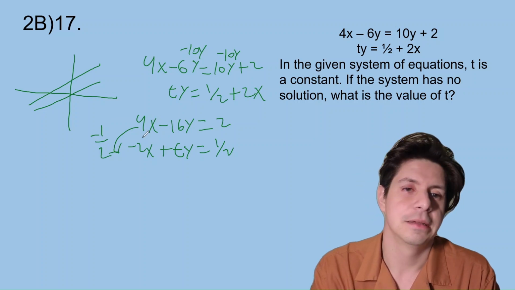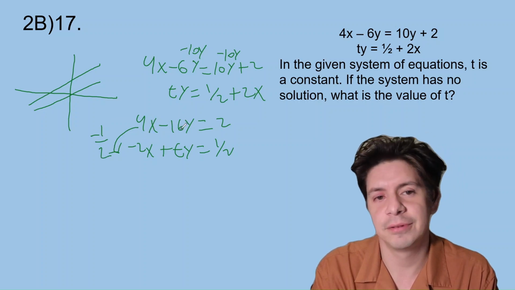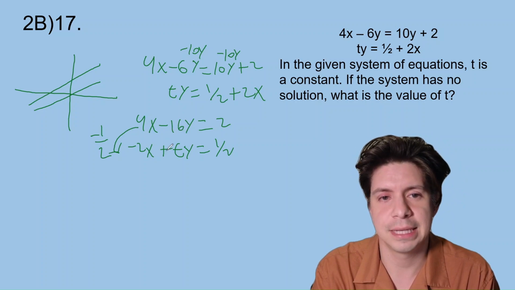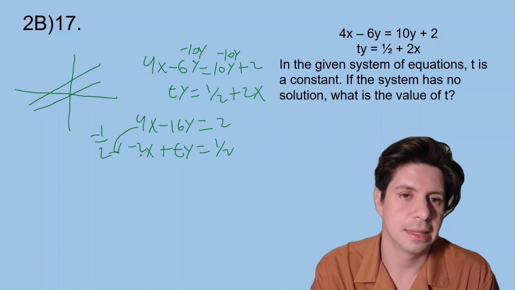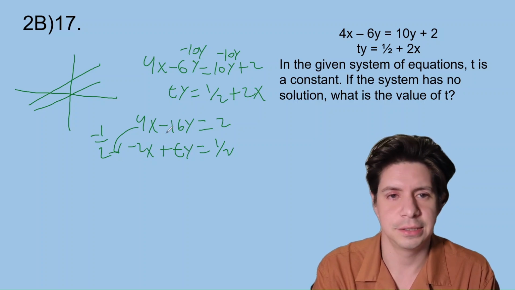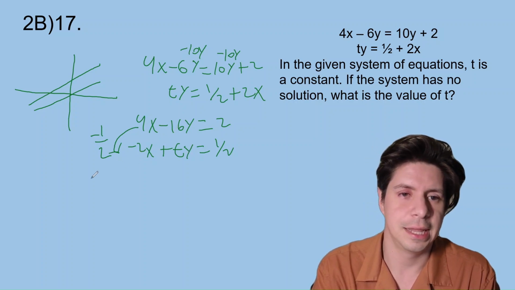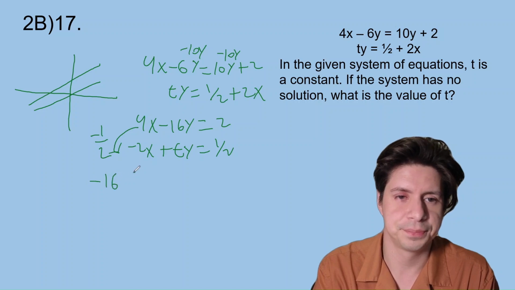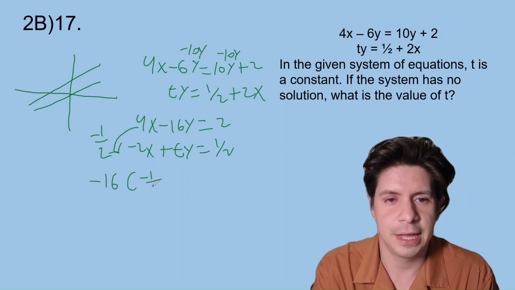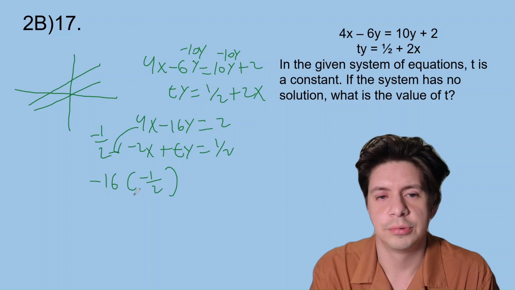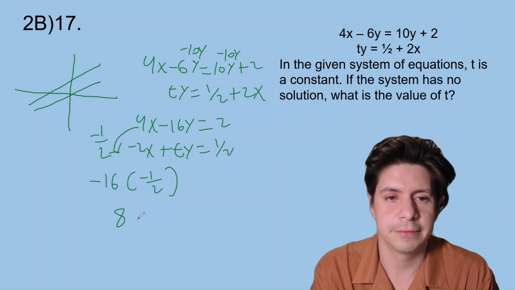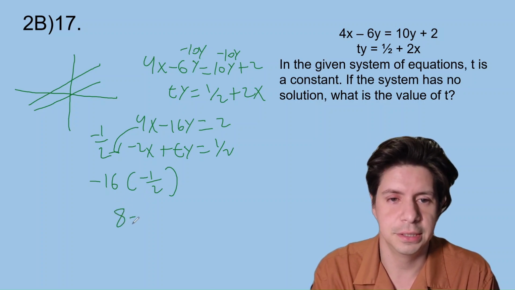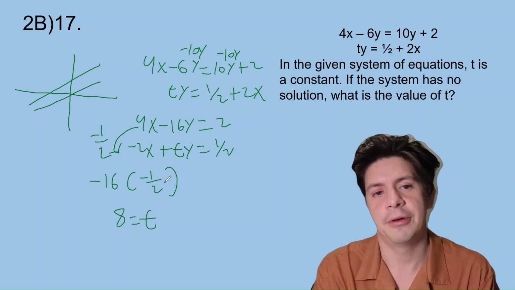Okay? So why does that matter? Because if we multiply this by the same value to get t, then we'll have the same ratio between the negative 2 and the t. So that's going to be negative 16 times negative a half, which will give me positive 8. So t equals 8.